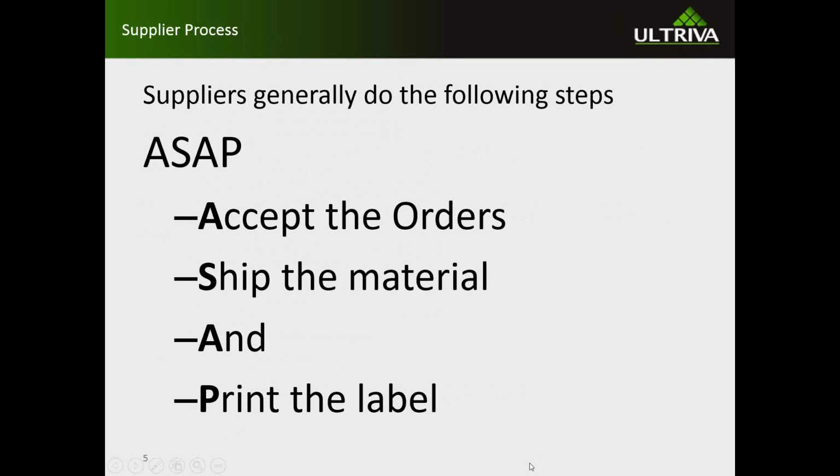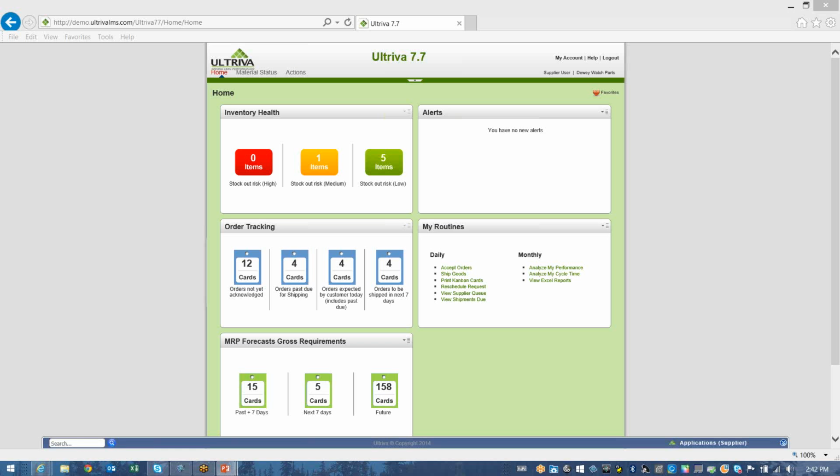So the supplier process, that we refer to as the ASAP process, the first step will be accepting the orders. The second step will be ship the material, and the last step will be print the label. And with that, we are ready for our demo.